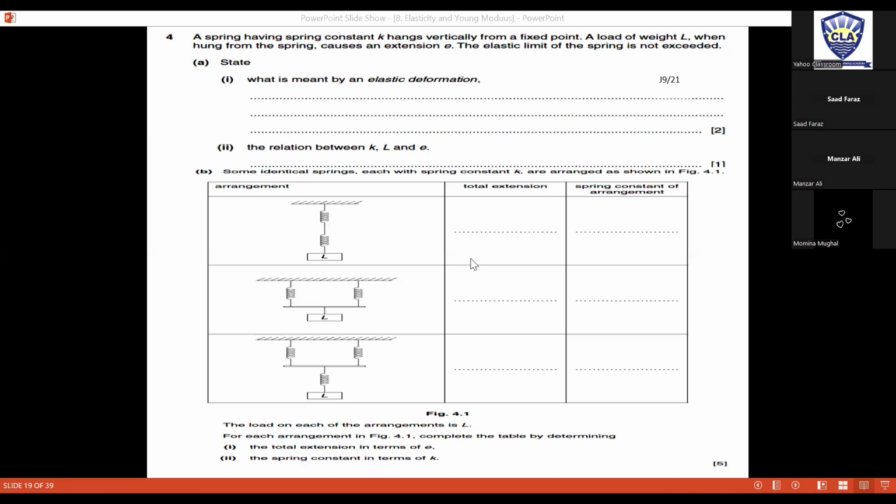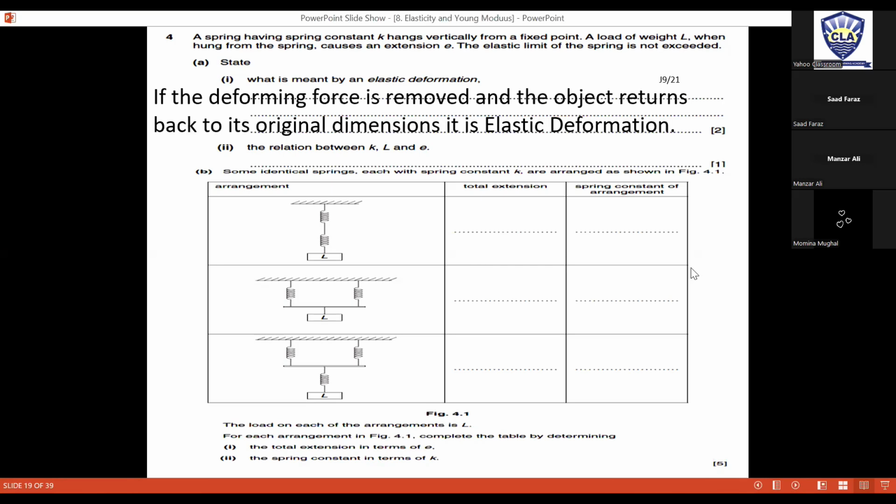It says what is meant by elastic deformation. When we say elastic deformation, it means that when we remove the force, the object returns back to its original dimensions. It is called elastic deformation. We have load, we have spring constant, and we have extension represented by e. Hooke's law: L is equal to k e, or k is equal to L over e.